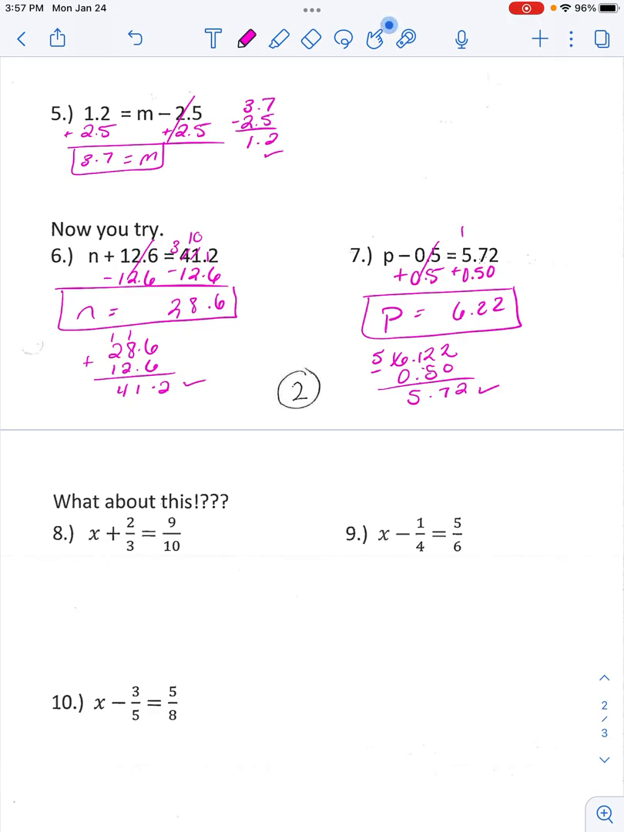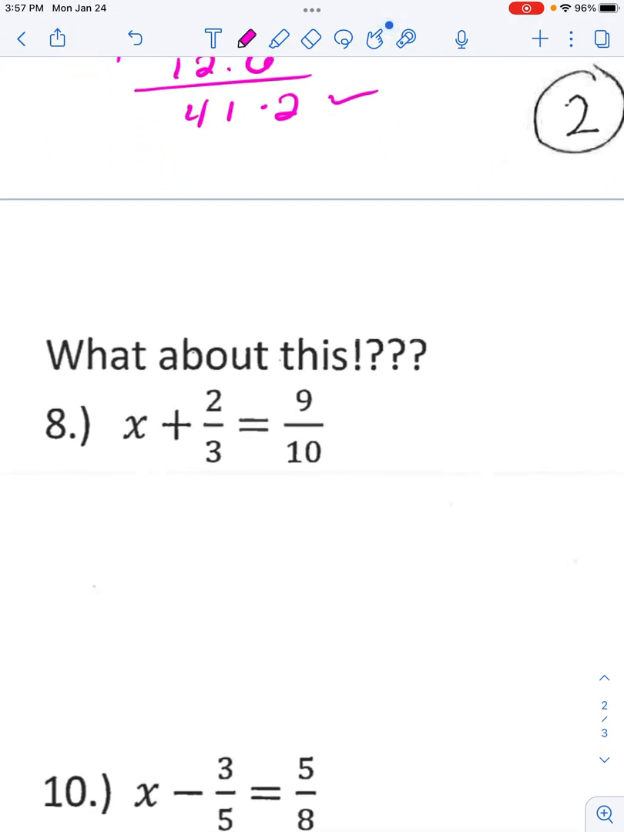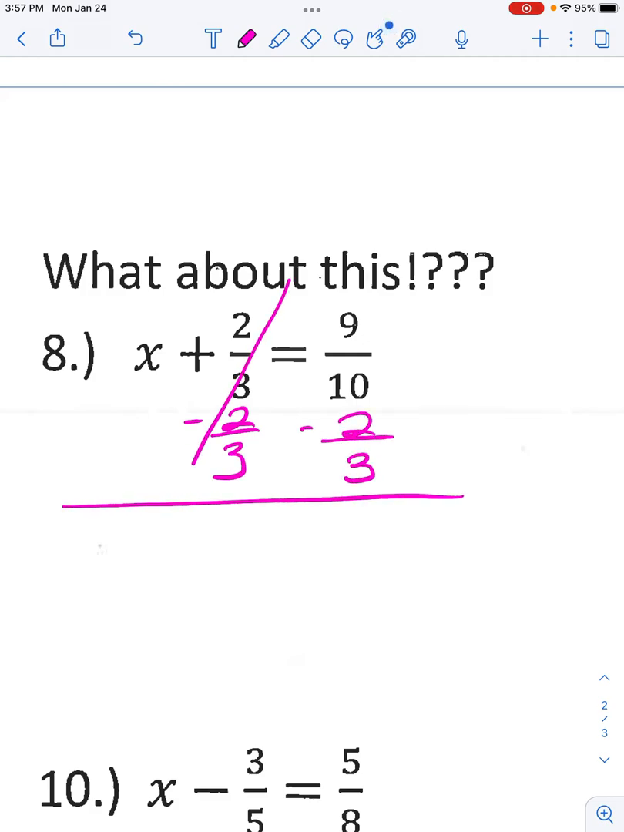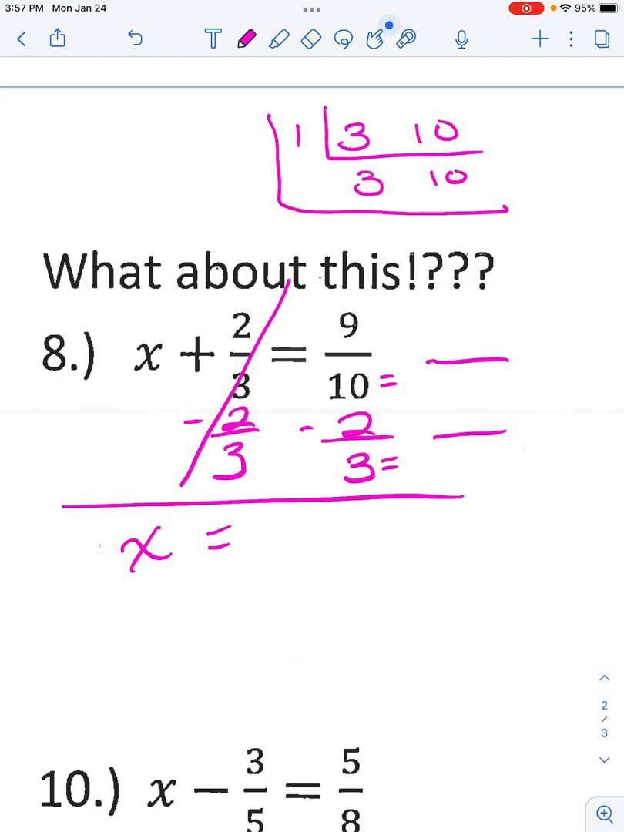So there are your decimals. On the back side, we now have fractions. Remember that when we add and subtract fractions, we have to have a common denominator. Same rules. If it says plus 2/3, we're going to subtract 2/3 from both sides. 2/3 minus 2/3 is gone. It's 0. And we can get a common denominator. Reminder, if you're not sure, you can put 3 and 10 into a division ladder. The only thing that goes in would be 1. So the least common denominator would be 30.